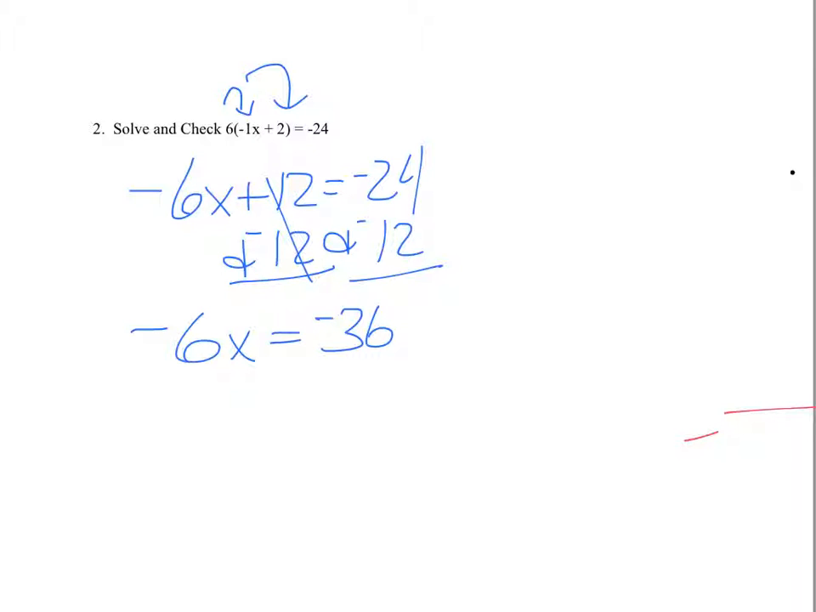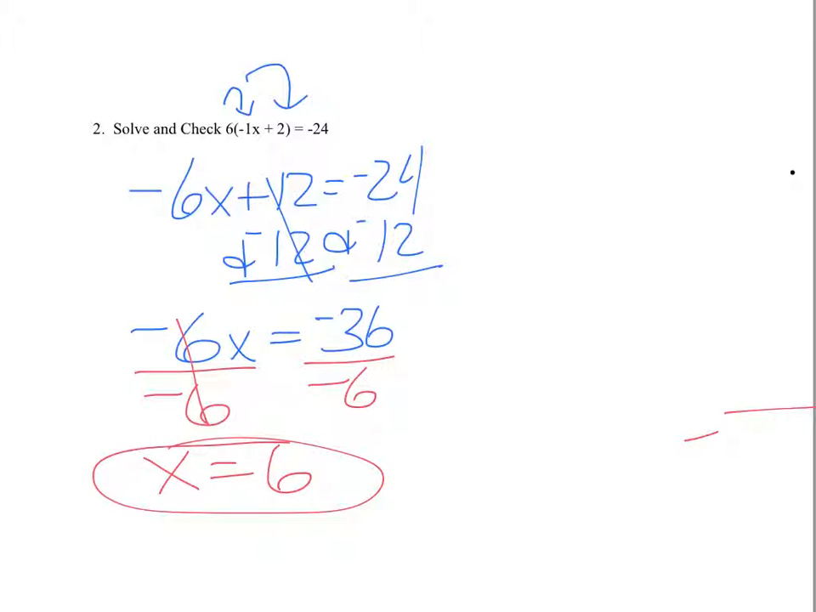Now I'm going to get rid of the negative 6. That negative 6 is currently being multiplied to the x. In order to undo multiplication, I'm going to divide each side by negative 6. Remember, when we cancel with multiplication or division, we do not change the sign. So negative 36 divided by negative 6 is positive 6. Two negatives give us positive. And that's looking like our answer.